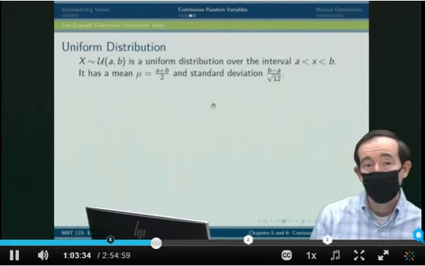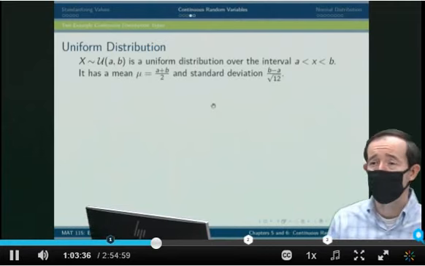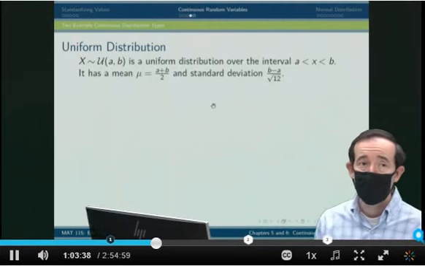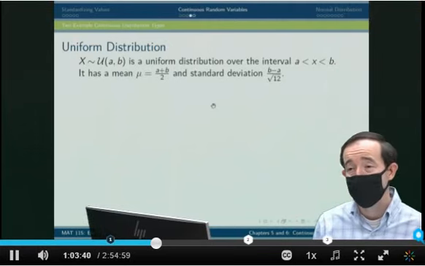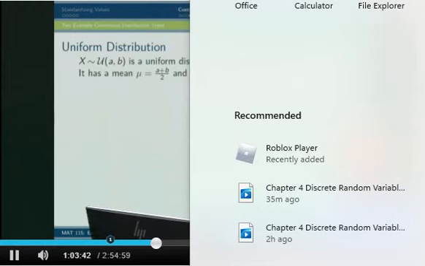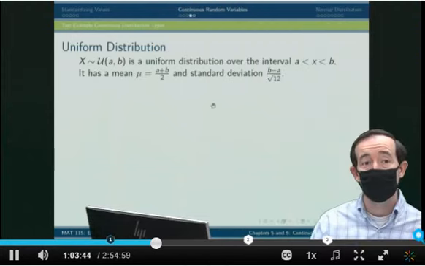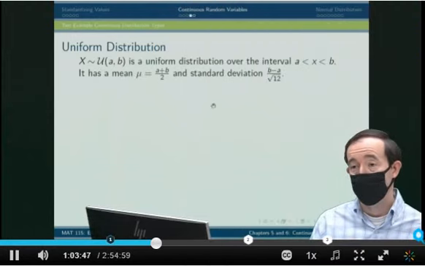Okay, so one example is the uniform distribution. And for a uniform distribution with two parameters a and b, what we're looking at is an interval from a as the left endpoint and b as the right endpoint.